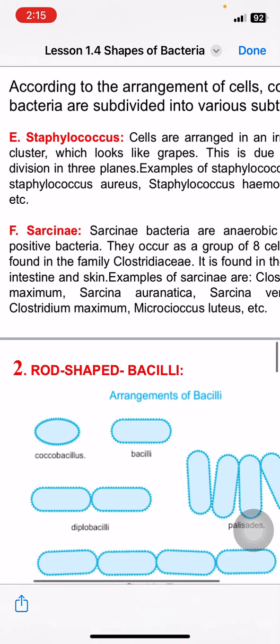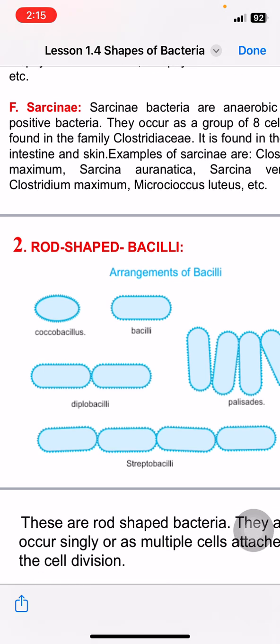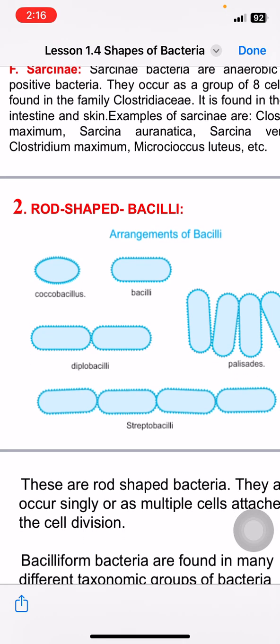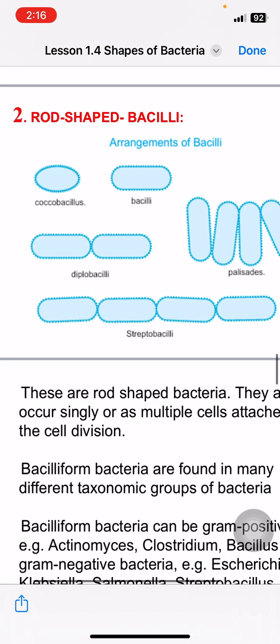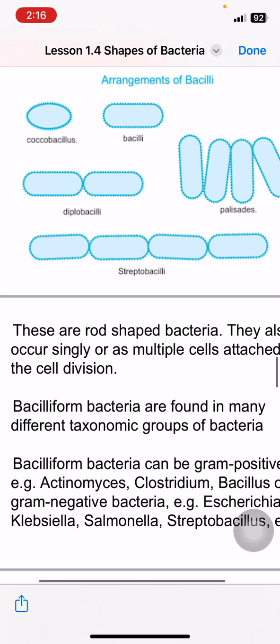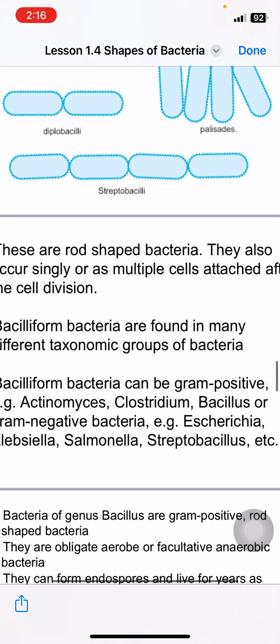So now let's move forward to the rod shape. As you can see, if we compare both shapes from the cocci to bacilli, in cocci it's more spherical, but here it is elongated, or rod shape. Coccobacillus is only one, while bacilli are much larger than cocci. So these are the rod shaped bacteria. They also occur in single or multiple cells.